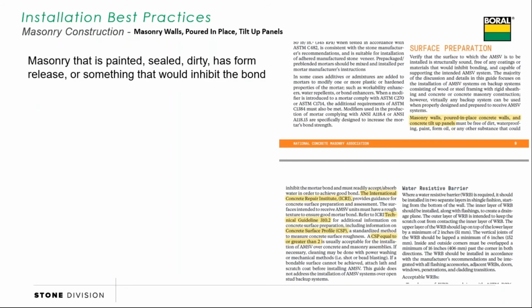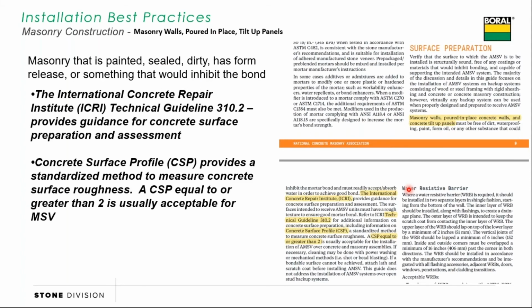The NCMA guide does spend some time on poured walls and tilt-up construction because of the form release that's on there. They point to the International Concrete Repair Institute, which has a technical guide specifically on how to prepare the masonry surfaces for different applications. For manufactured stone, we would say you need to have a concrete surface profile, or CSP, that's equal to or greater than 2. Now, what does that look like?